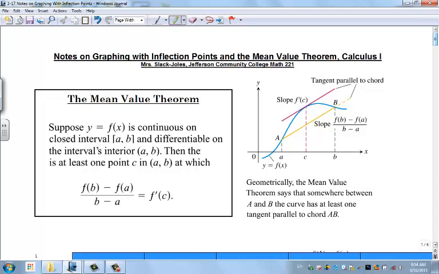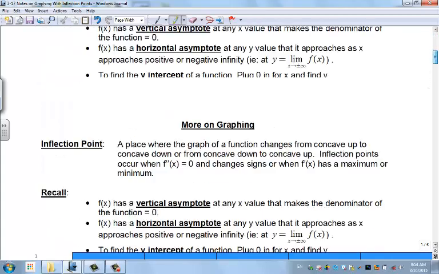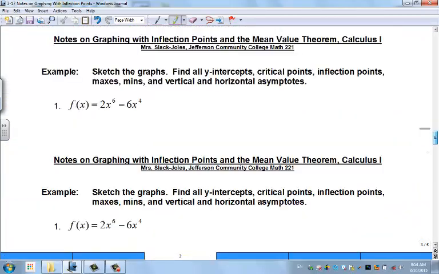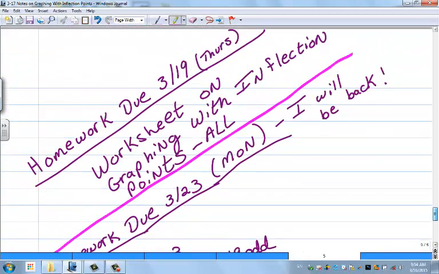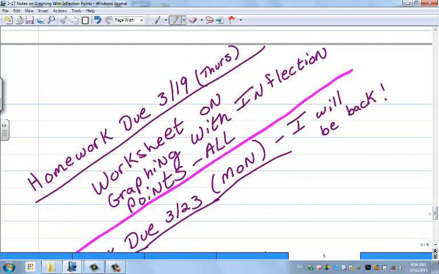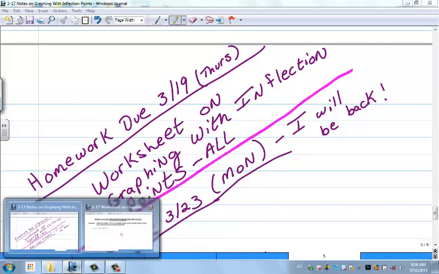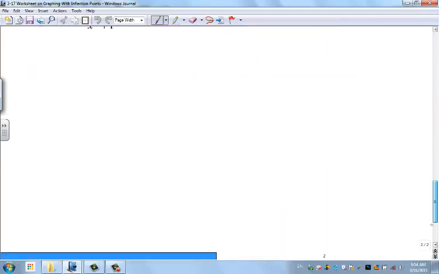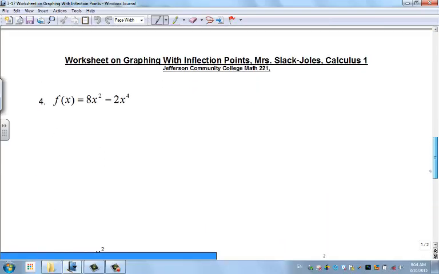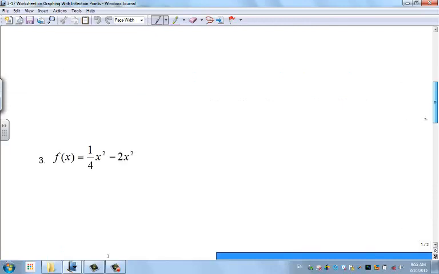So I'm going to start with the homework. The homework that will be due this coming Thursday, the 19th, will be a worksheet on graphing with inflection points. You'll do all of that, and that will be due Thursday. The worksheet looks like this. It should be in the Calc 1 drawer. There are 5 problems, and Ms. Haney will pass that out to you.